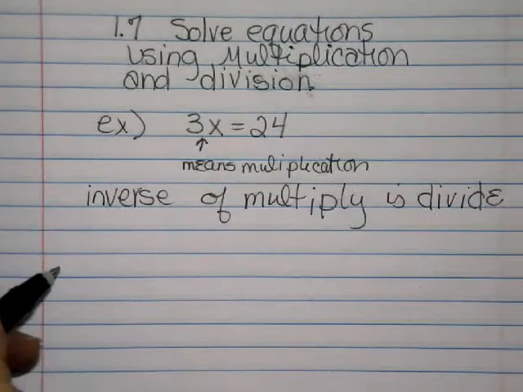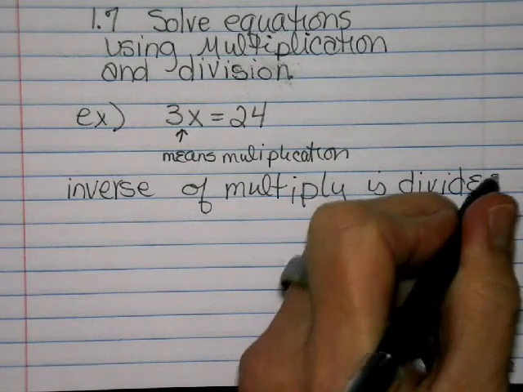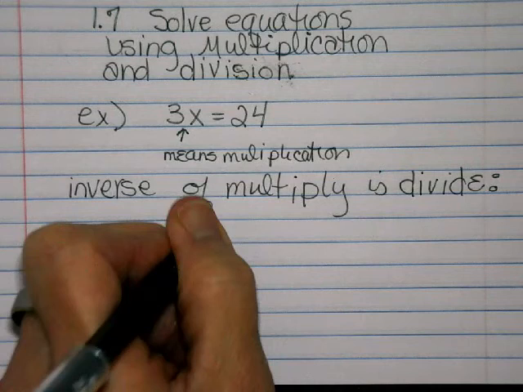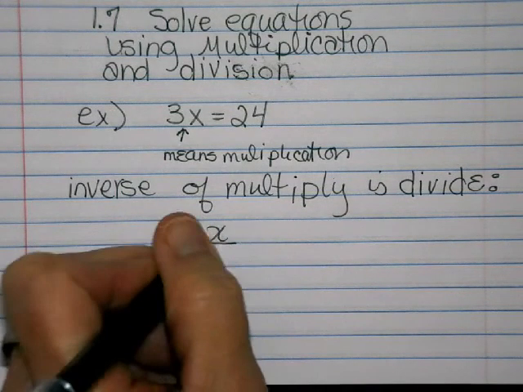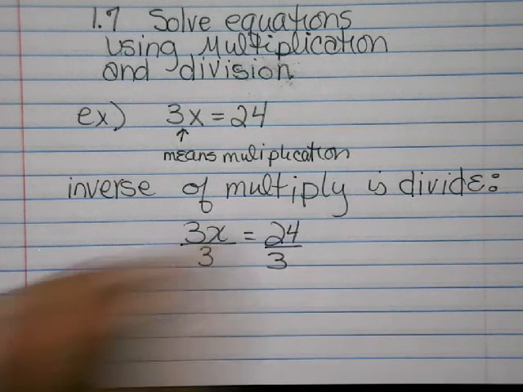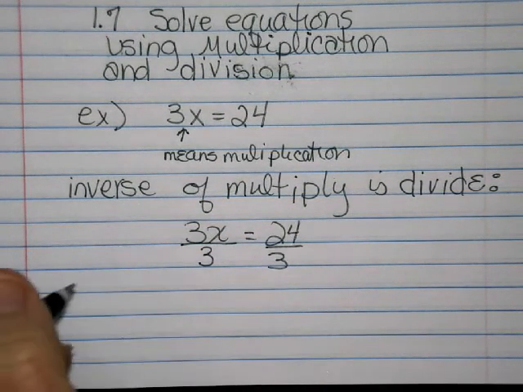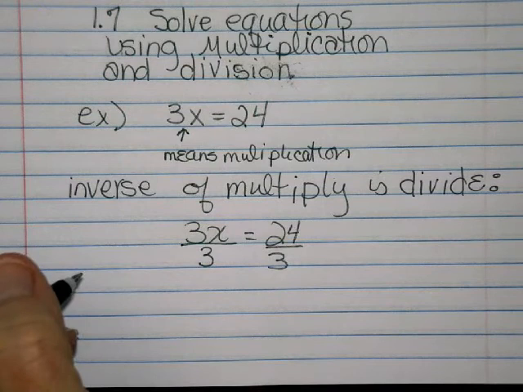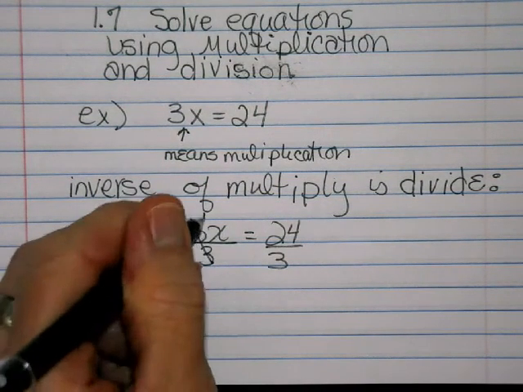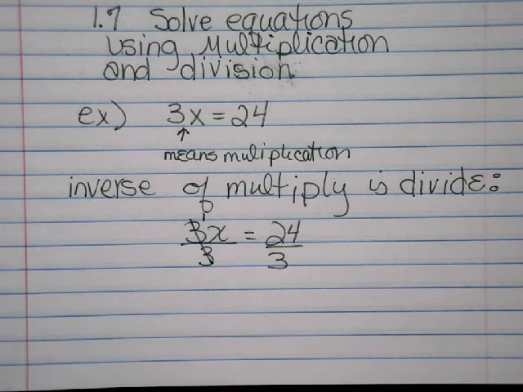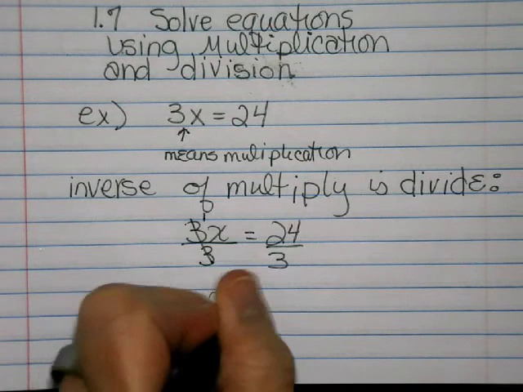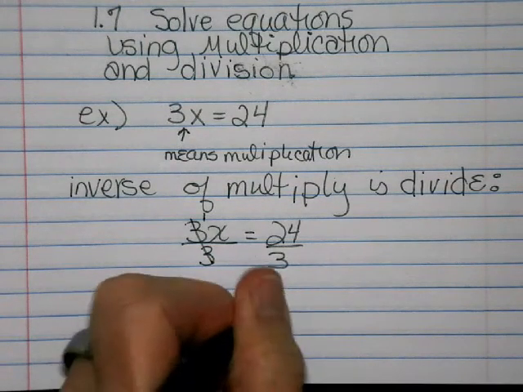So remember, in order to solve an equation, you want to isolate the variable by removing what's being added, subtracted, multiplied or divided. That's why I'm dividing. And a fraction bar means division. Make sure you do both sides. 3 divided by 3 is 1. So you grew up with marking them out as canceling, right? And then you simplify the other side. 24 divided by 3 is 8.